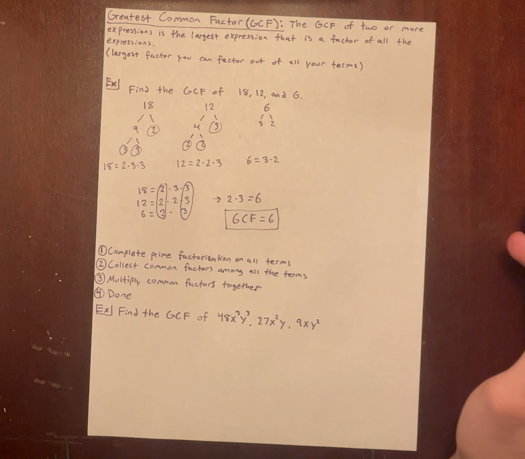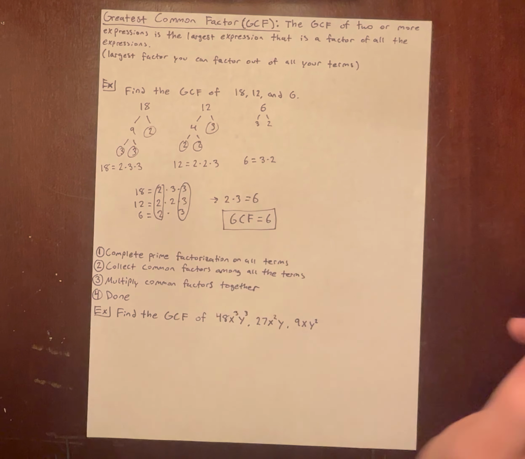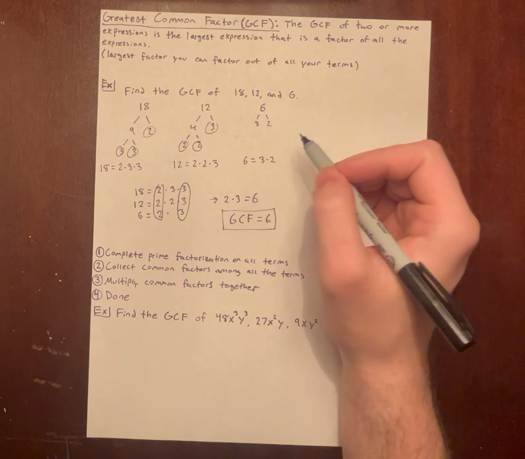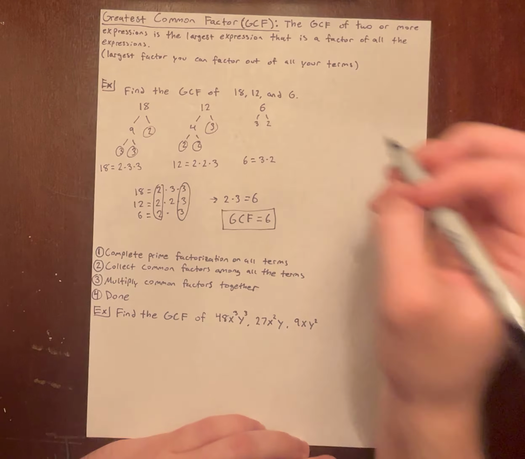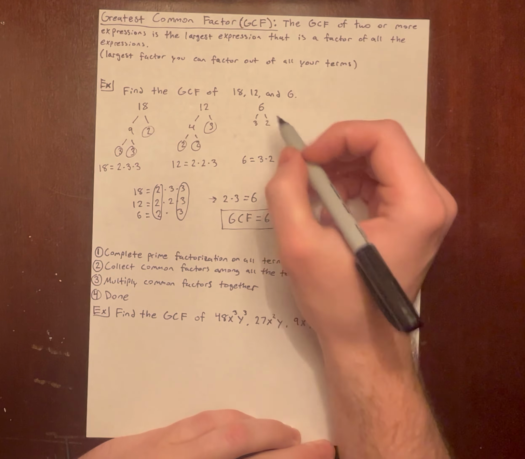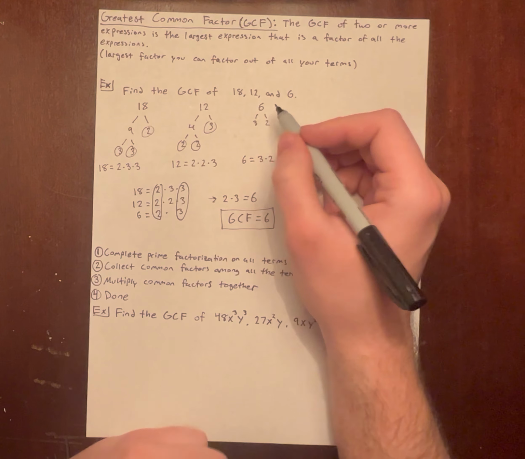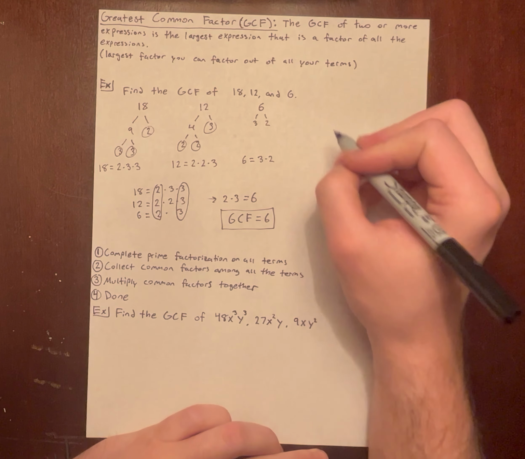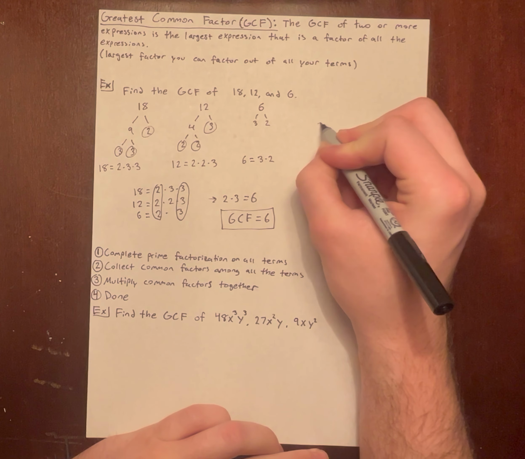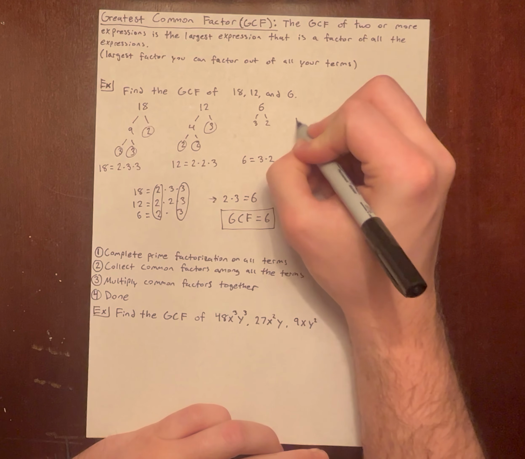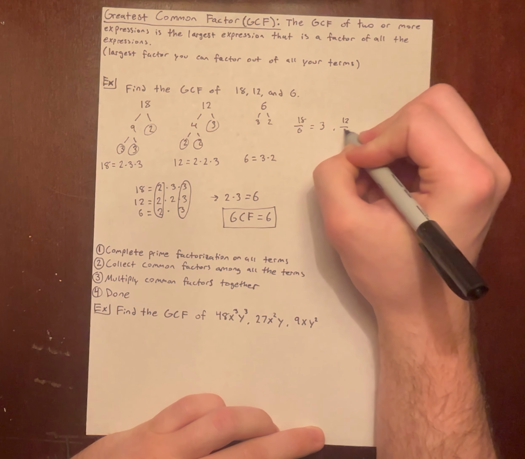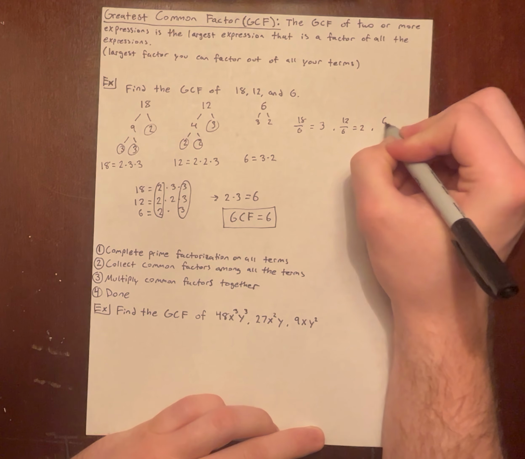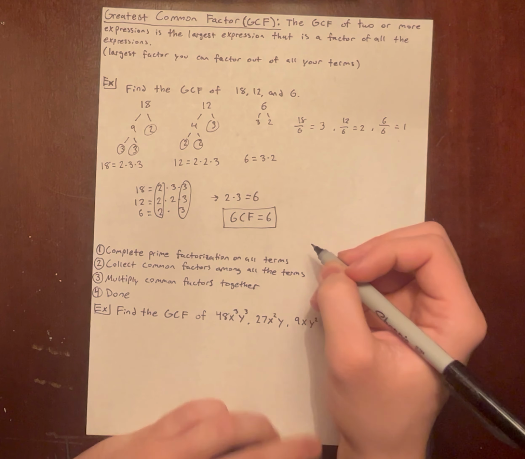Now you can kind of see this because just looking at 18, 12, and 6, well, the biggest number I can factor out of all of these while still having whole numbers is 6. Because if I factor anything out of 6 that's more than 6, I'm going to end up with a fraction, not a whole number. But 18 divided by 6 is 3. 12 divided by 6 is 2. And 6 divided by 6 is 1.